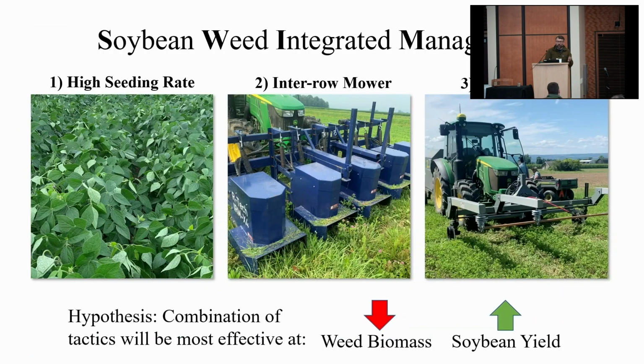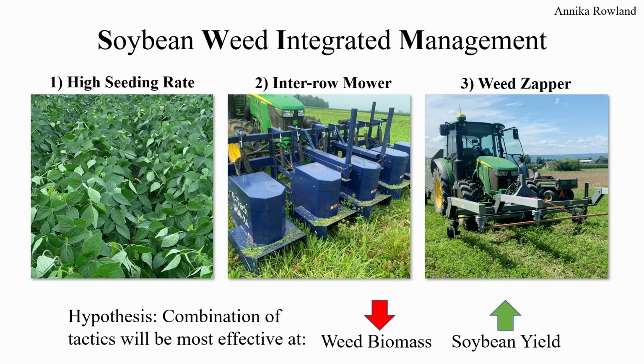Okay? So in Annika's work, what she was doing was looking at 3 different tactics. Again, multiple tactics here, this many little hammers type of approach. Maybe these are slightly bigger hammers, not just cultural practices, but multiple practices. So a high soybean seeding rate, the inter-row mower, and the weed zapper. So we have a weed zapper out at Cornell, and it's been fun exploring what that can do.